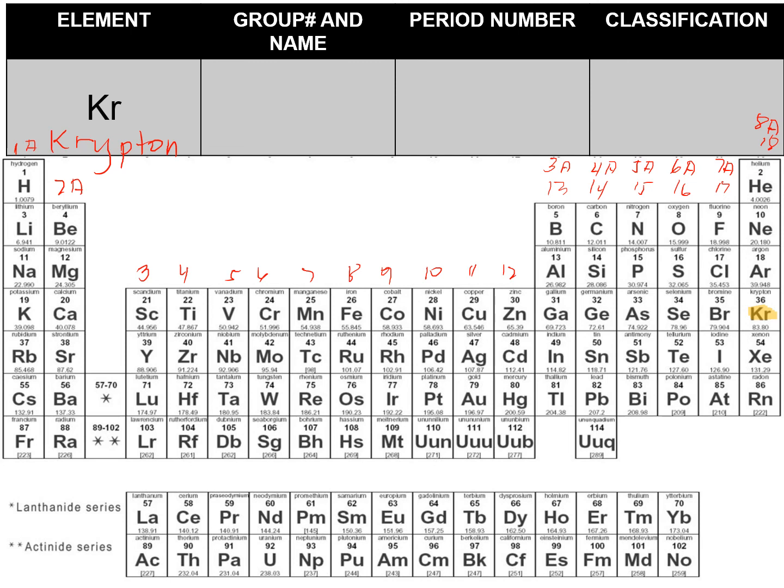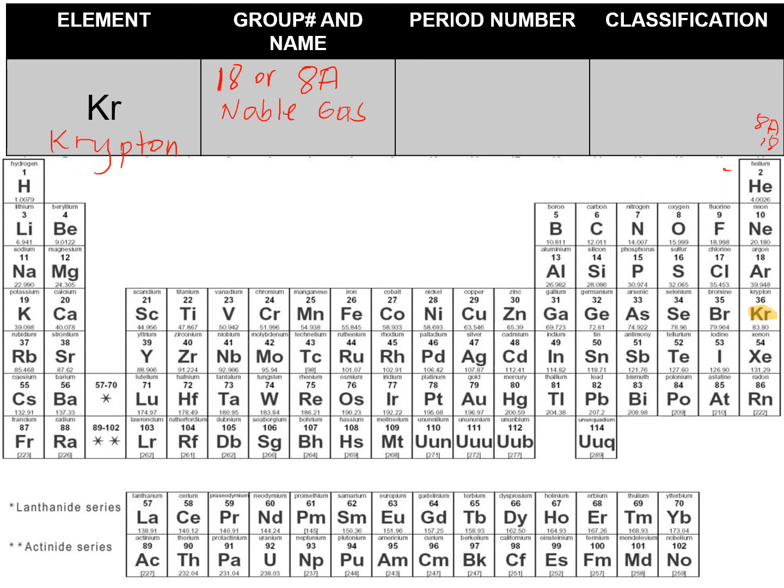Ayan. So, tignan natin. Anong group number and name niya? Ayan. Group number 18 or Group 8A. So, anong special name ni Group 8A? Yung sinabi natin kanina? Noble gases. Ayan, noble gas ang kanyang special name. So, hanapin natin yung kanyang period number. So, burahin natin yung mga numbers here. So, ano kaya ang period number ni Krypton?